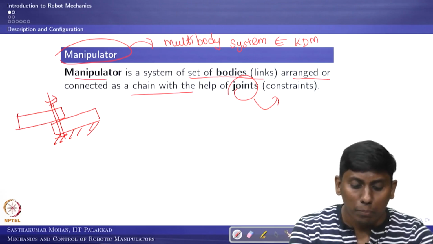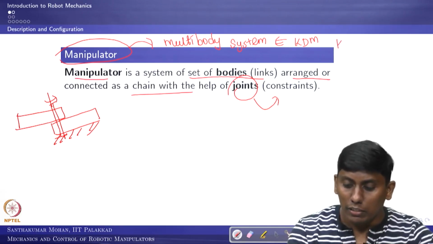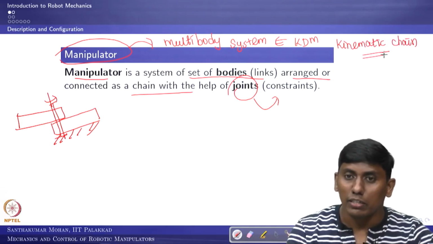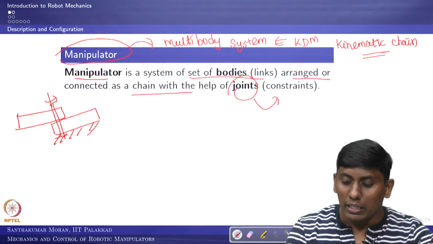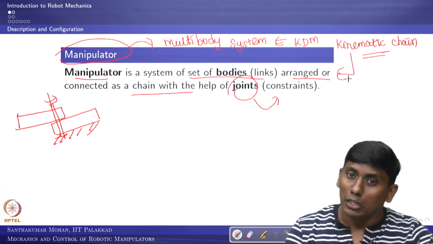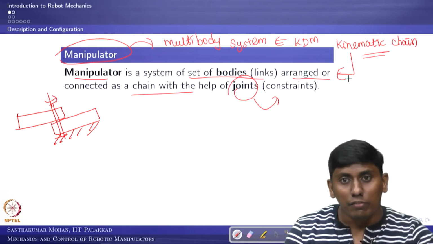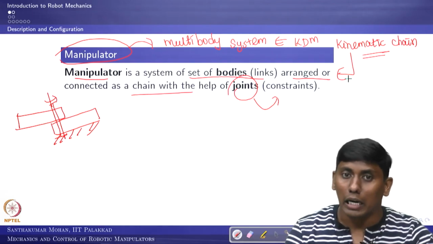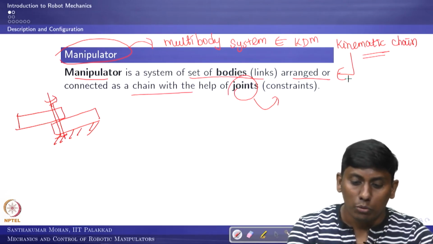So now you know a manipulator is very simple. It is very similar to what you have studied as a kinematic chain in your kinematics and dynamics of machines course. There it is multiple bodies, and here also multiple bodies, and here multiple degrees of freedom will come, and we will see how that can be further enhanced. That is what we are going to see.